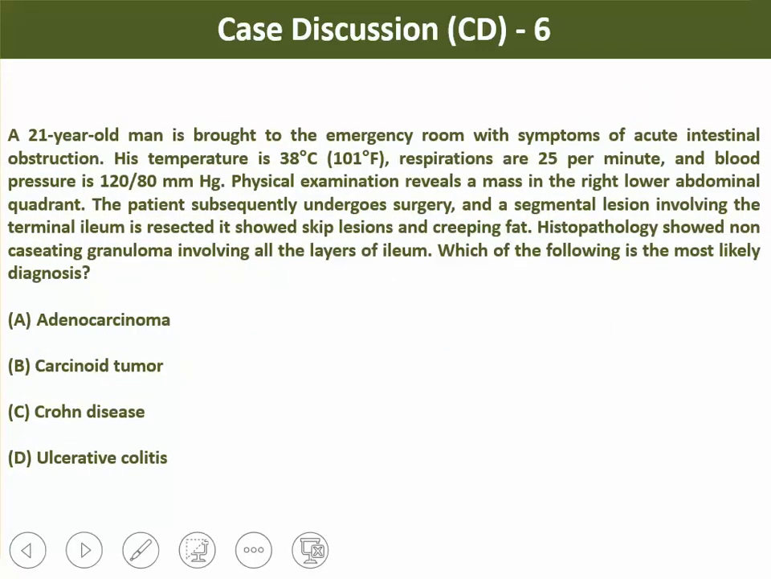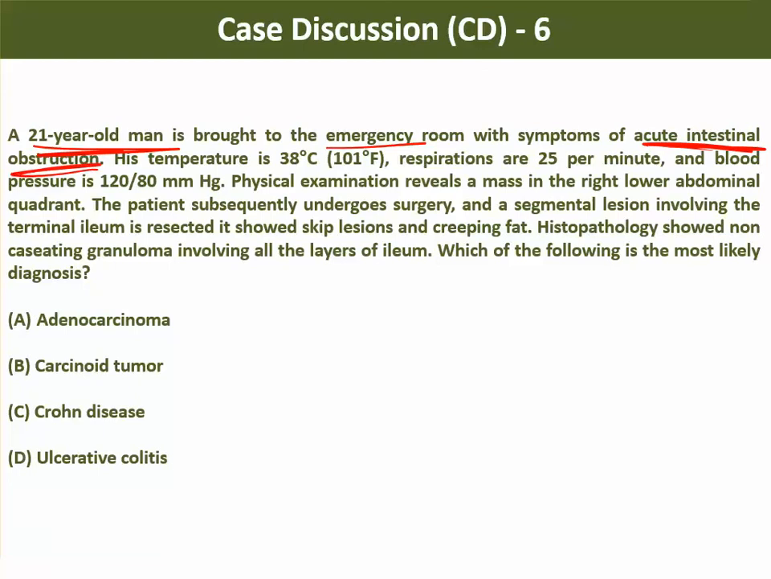Now, the sixth case. A 21-year-old man is brought to the emergency department due to acute intestinal obstruction. Acute intestinal obstruction always comes as a severe emergency. The patient's temperature is mildly elevated, respiration is 25 per minute, and blood pressure is nearly normal. Physical examination reveals a mass in the right lower abdominal quadrant.